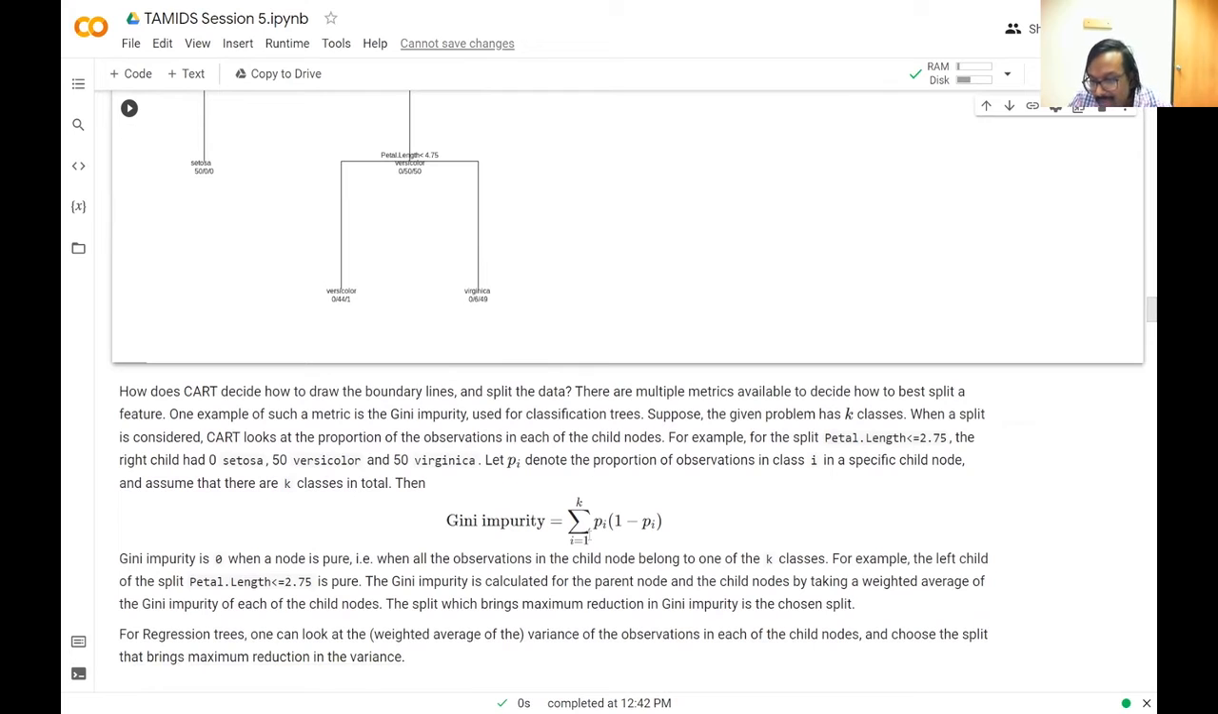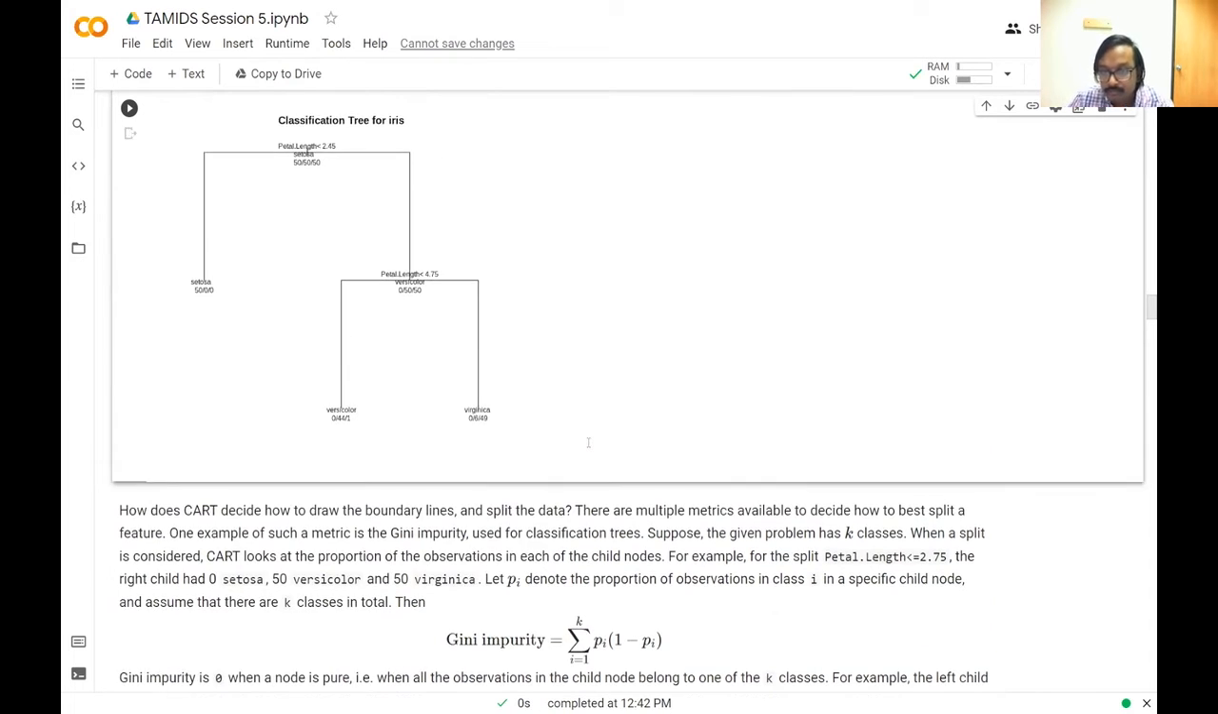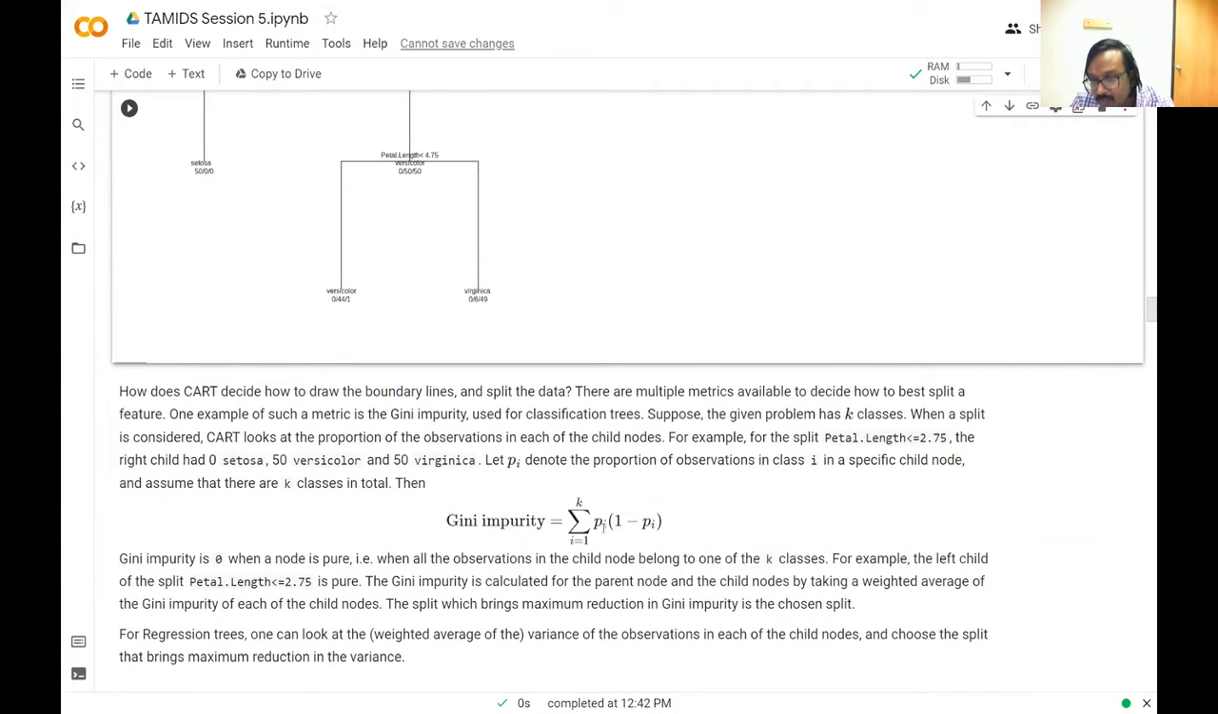So now we can calculate this formula. Corresponding to setosa, we have 0. Corresponding to versicolor, we have half because it's 50 by 100. And corresponding to virginica, we also have half. So we have half squared, 1/4, plus 1/4. So the Gini impurity for this node is 1/2. The lower the impurity, the better the split.